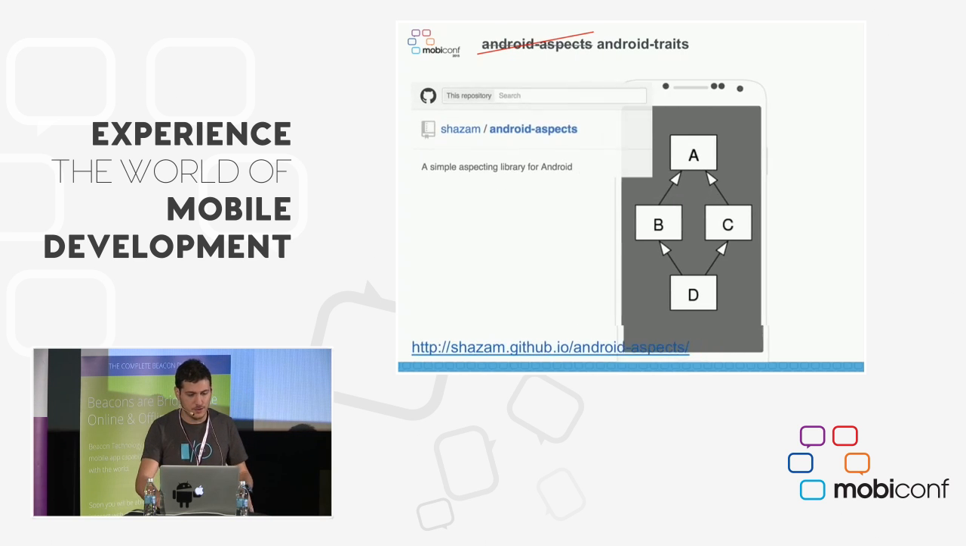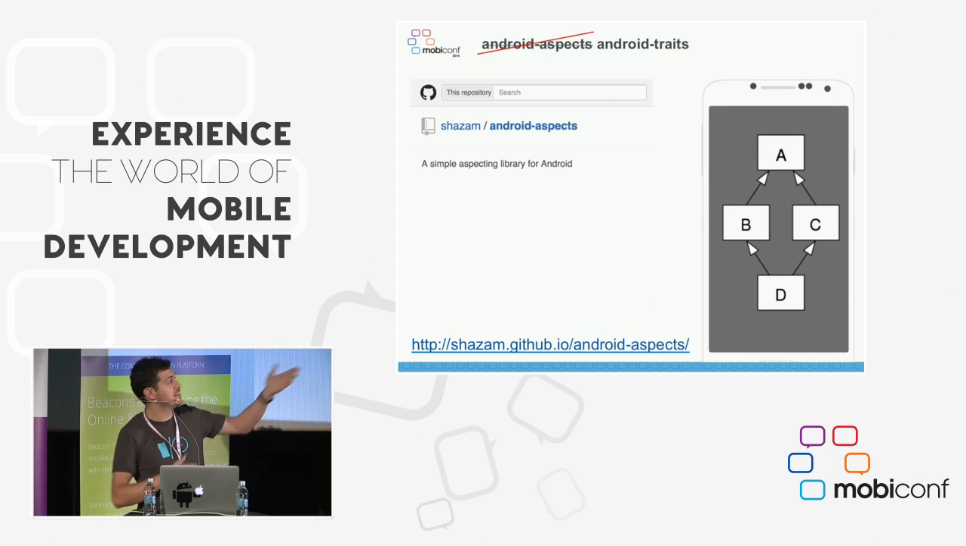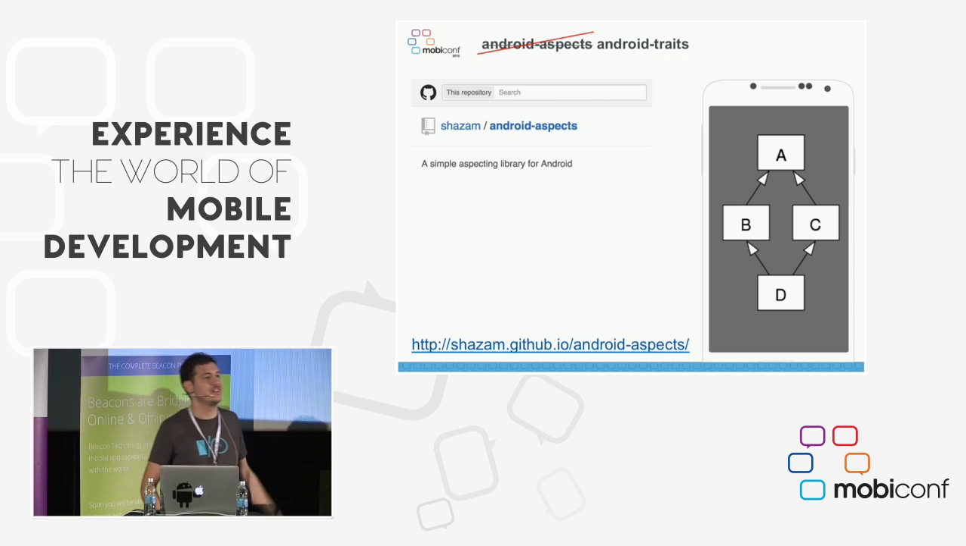The library is on GitHub. It's open source. It still has the old name, as you can see. It's called Android Aspects. I will be changing this to Android Traits very soon, but there will be a redirect link, so please check it out.